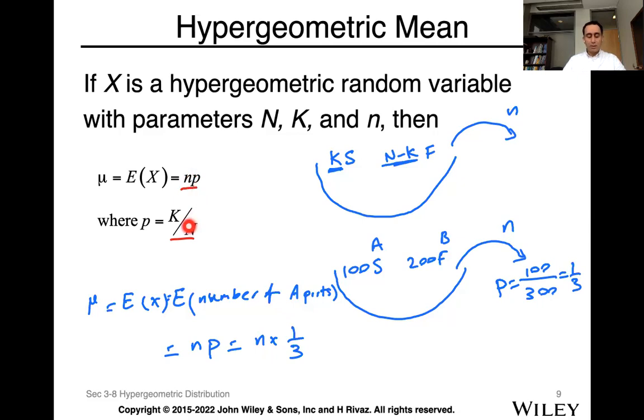Proving it is actually very, very difficult. In order to prove this equation, you have to use the definition of expected value, where we said E of X is sigma x f of x, right? We have f of x from the previous slide, that long equation where the denominator was N choose n. So proving it is very difficult, but the final answer is very intuitive. Any questions? Okay.